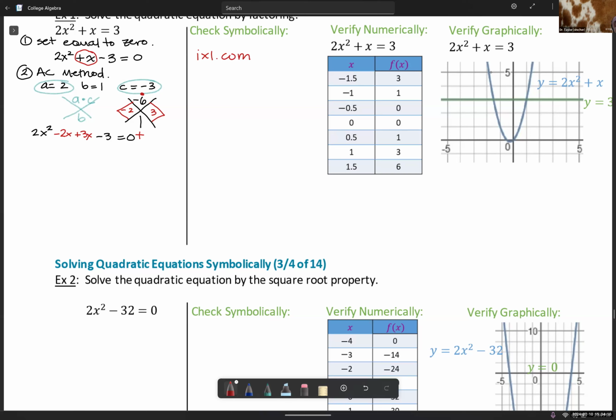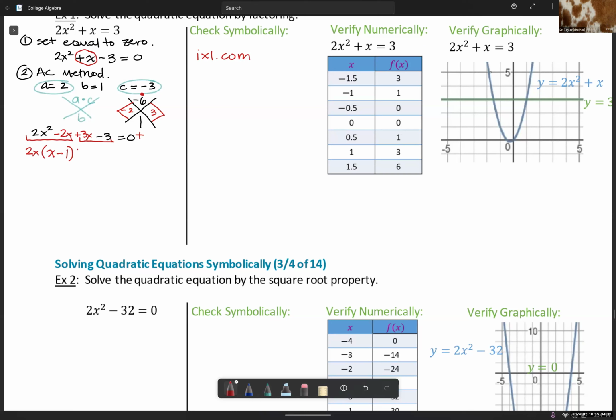Okay. Now, because I rewrote it in a special way, I can now factor by grouping. Group these two together and you say, what do they have in common? They have 2x in common. If I remove 2x from 2x squared, I'm just left with x. If I remove 2x from -2x, I'm left with -1. What do these next two have in common? Well, they have 3 in common. If I remove 3 from 3x, I'm left with x. And if I remove 3 from -3, I'm left with -1.